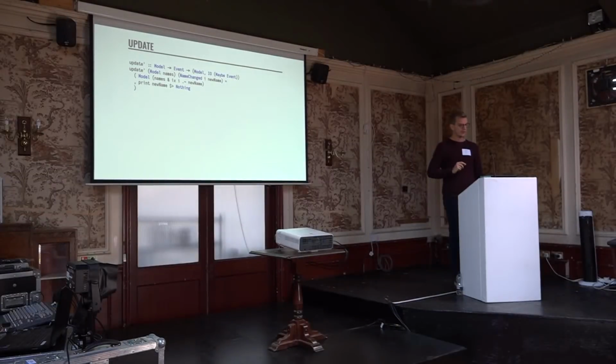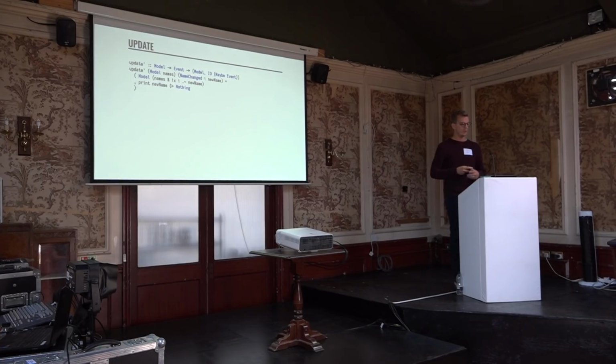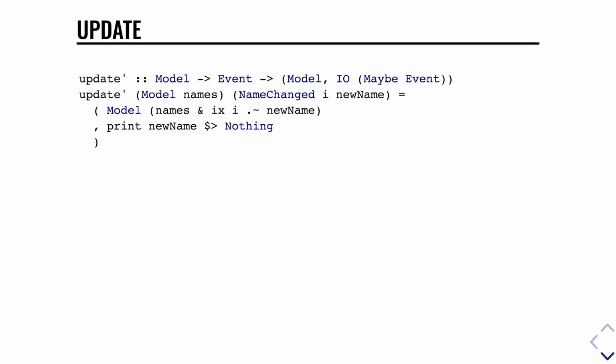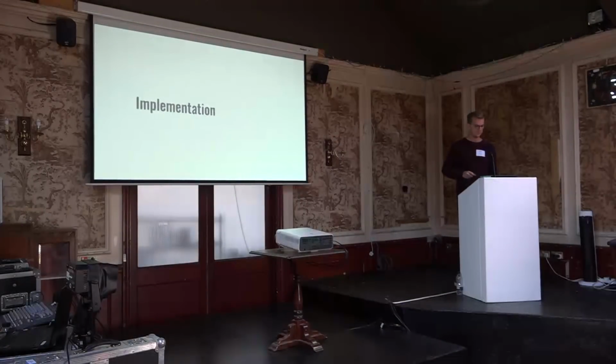The update function will, kind of as before, take the current state and the name changed event, and then we will use some lens magic here to replace a specific index value in that list with a new name. We will also use the second thing in the tuple, which is an IO action. So here we will also do a side effect where we will print a new name and then return no new event, just to demonstrate that, and run it as before with an initial list of names. This will also work just as before, but nicer code, right?